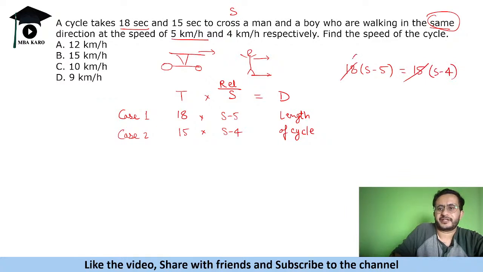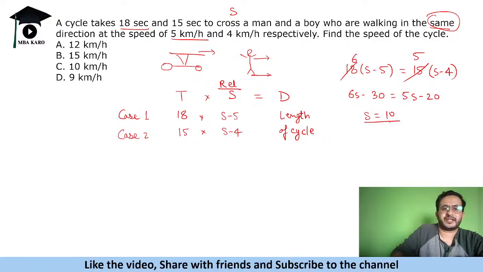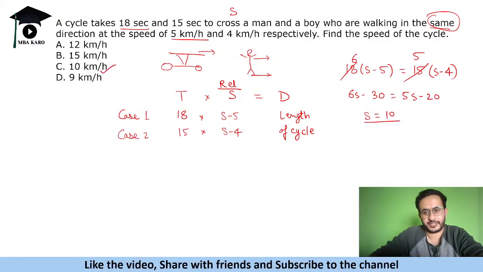Okay, so if we reduce it, this becomes 18s minus 90 is equal to 15s minus 60. Okay, so this gives s is equal to 10. Okay, so speed of cycle is 10 kilometer per hour.